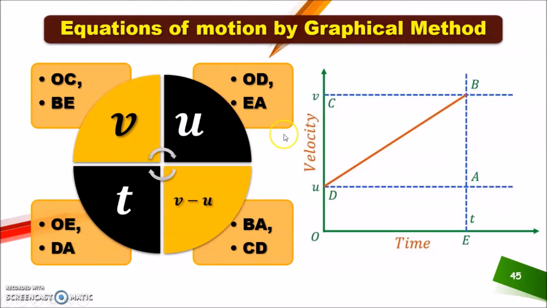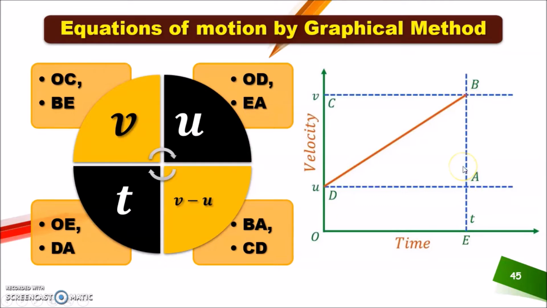V is our final velocity. So according to this graph, BE and OC represents final velocity here. U is initial velocity, OD and EA represents initial velocity here. T is the time axis. So OE and DA represents time and BA represents here V minus U. It means change of velocity. Okay, BE is V, AE is U, so BA will be V minus U.